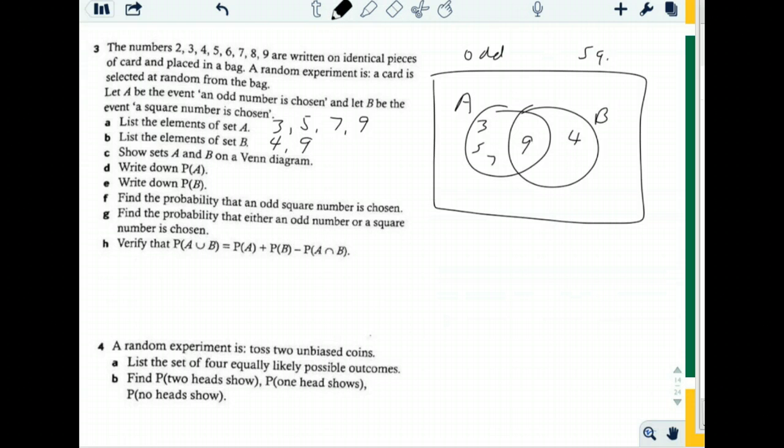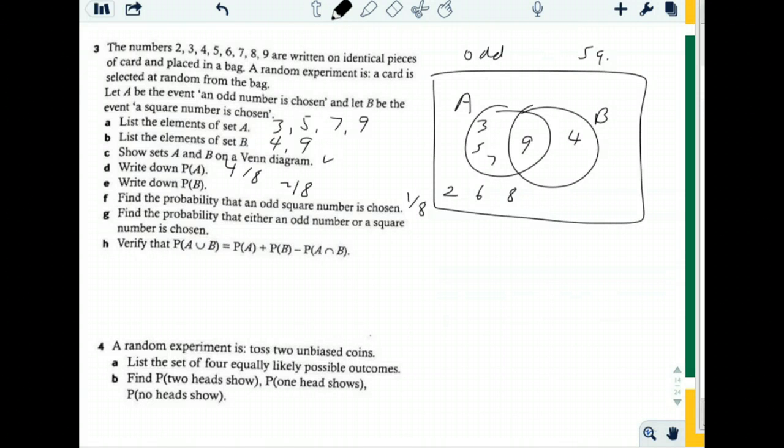Okay. Show sets A and B on a Venn diagram. We did that. Write down the probability of A. Probability of A would be 1, 2, 3, 4 elements out of 8, so we'll put 4 out of 8. Write down the probability of B. That would be 2 out of 8. Find the probability that an odd square number is chosen. That's the intersection of both, so that would be 1 element. Would be the 9, right?